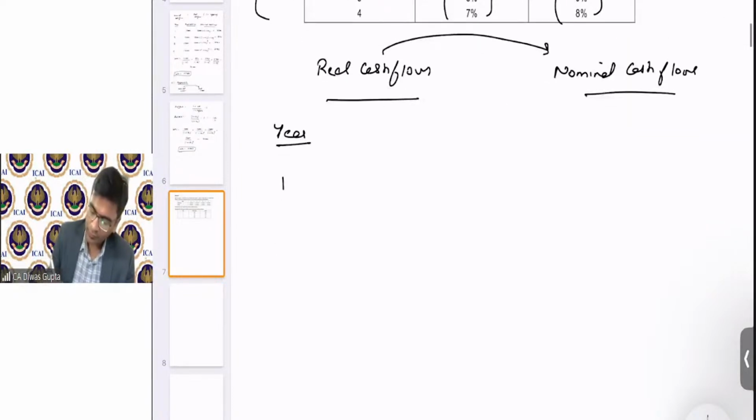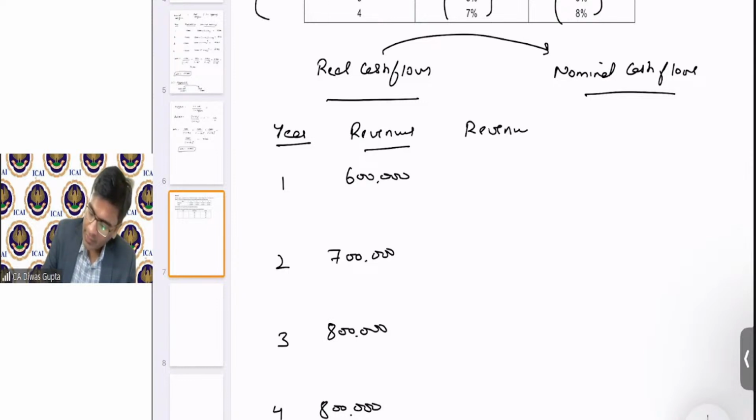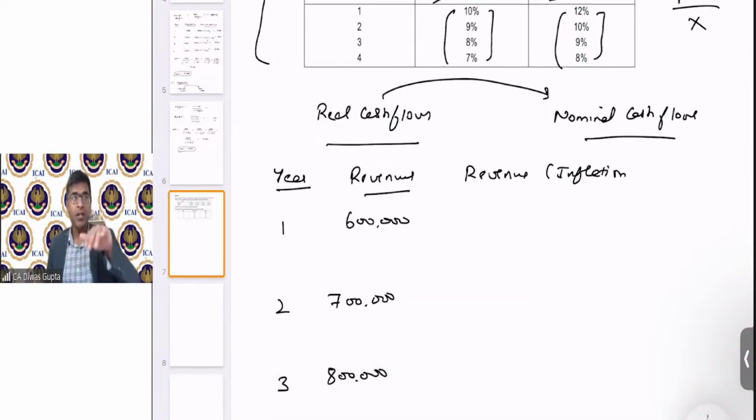Year 1, 2, 3, and 4. Revenue: 6 lakhs, 7 lakhs, 8 lakhs, 8 lakhs. Then here, revenue with inflation included. Because sometimes some people feel if we write adjusted, adjusted means increasing also, decreasing also, right? But we are clear if it is including, then it is nominal. If it is excluding, it is real. Inflation included. Okay.